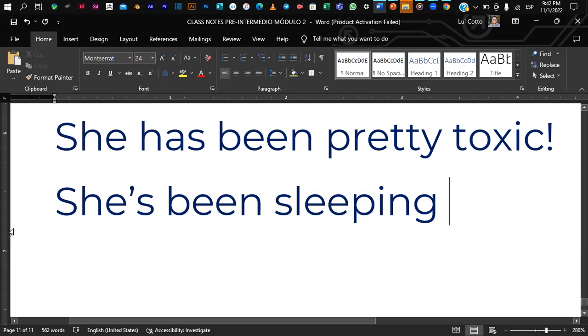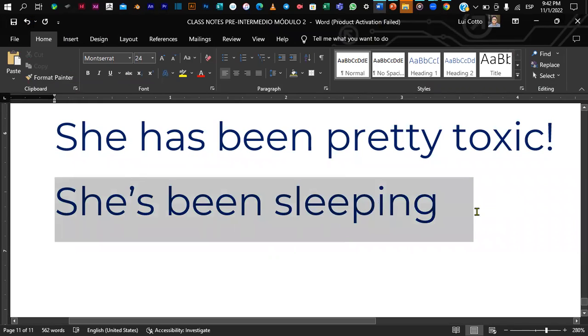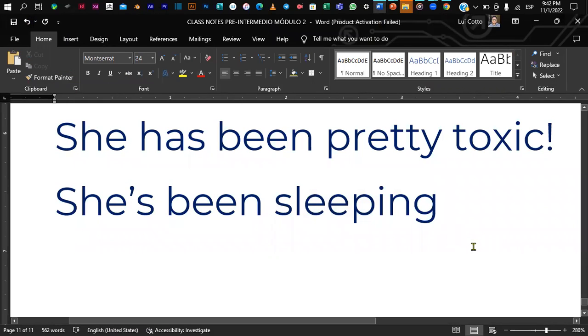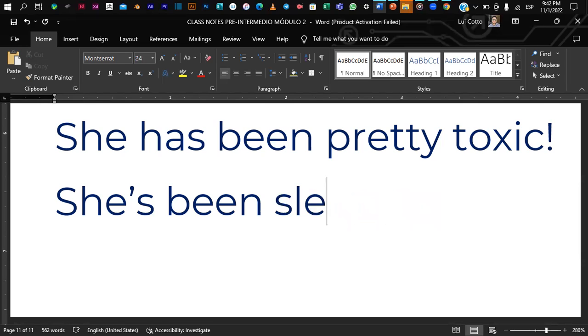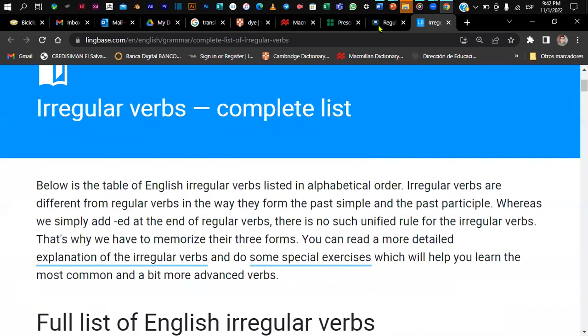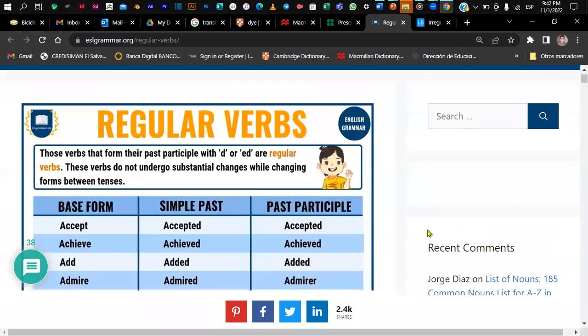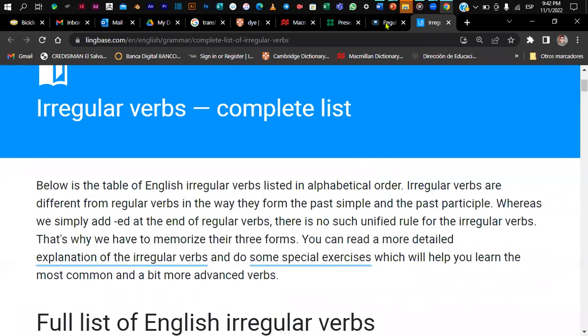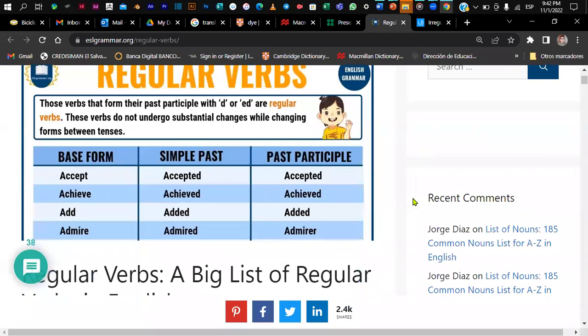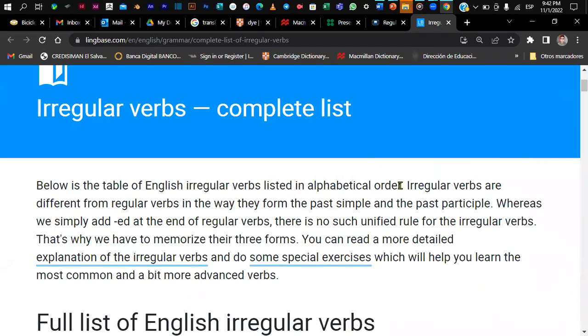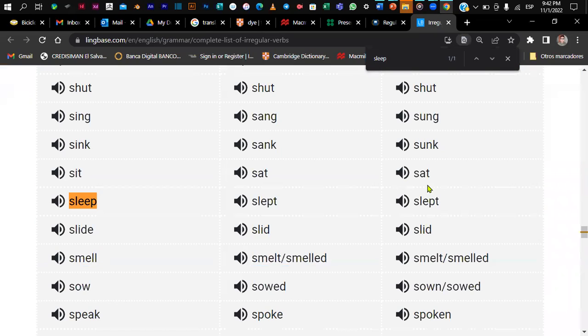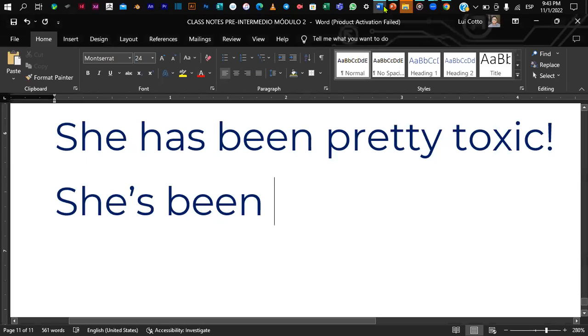Sleeping, no. The sentence is correct, but I am not using the present progressive. No estamos usando el present progressive ahorita, solo el present perfect normal. What is the participle of sleep? Regular or irregular? It is irregular. And the participle is? Slept.